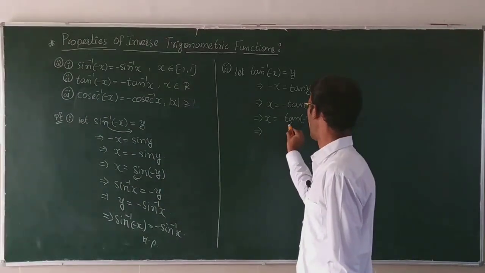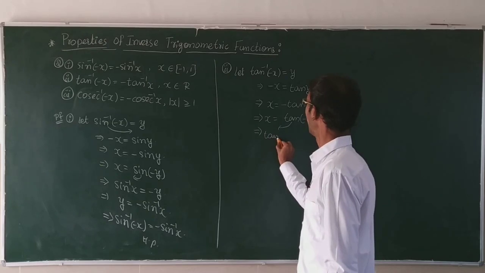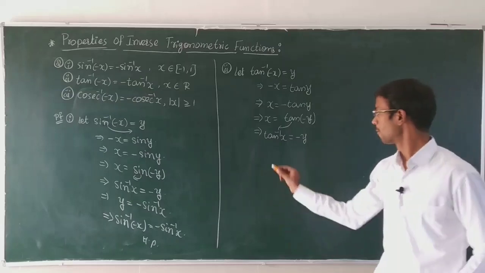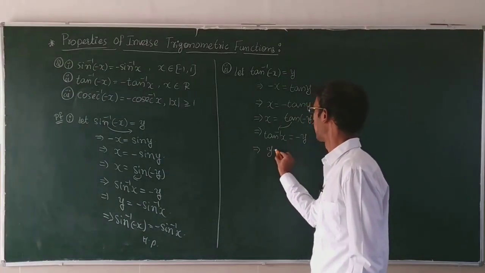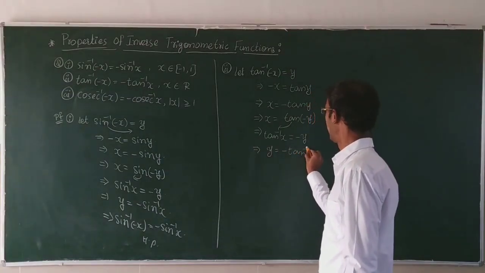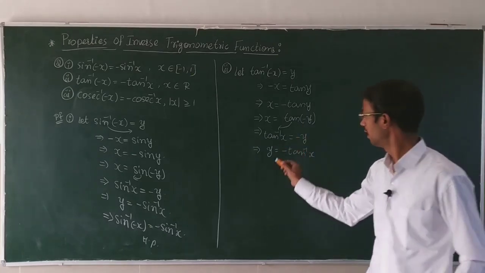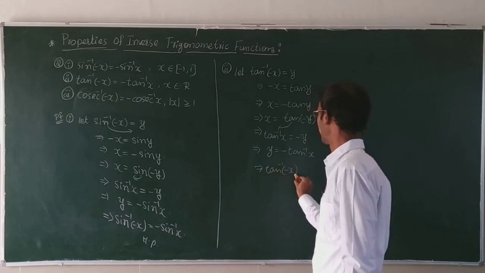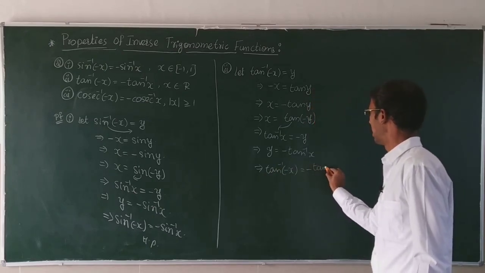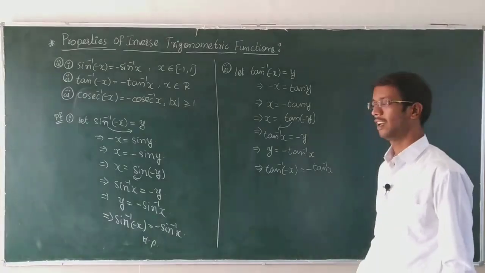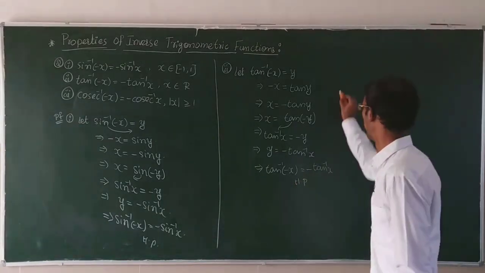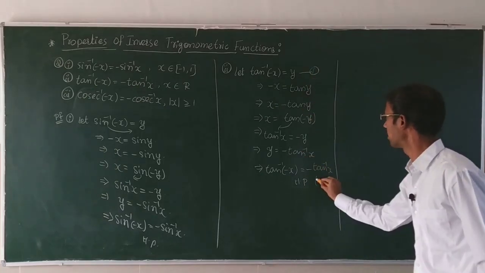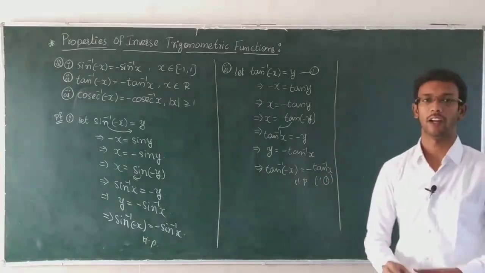Implies tan inverse on this side: tan inverse of x is equal to minus y. Y is equal to minus tan inverse x. What is the y? Y is tan inverse of minus x is equal to minus tan inverse x, and proved. Okay, this one we can take as 1. From 1 we can also write the next.